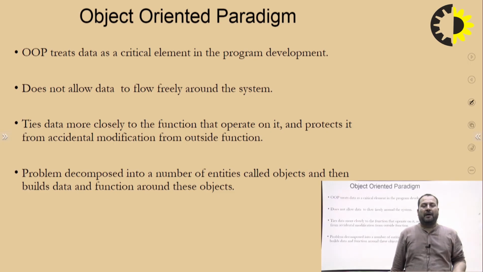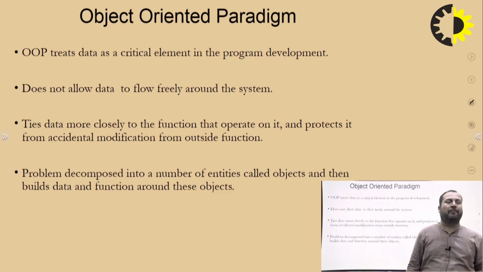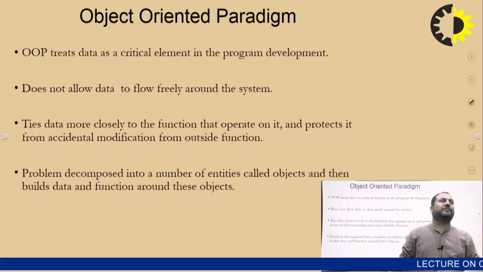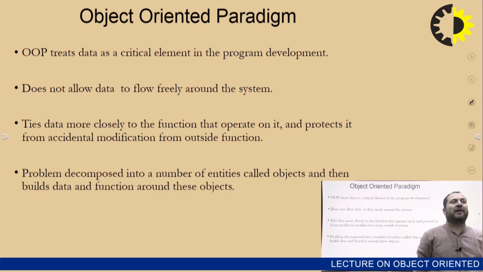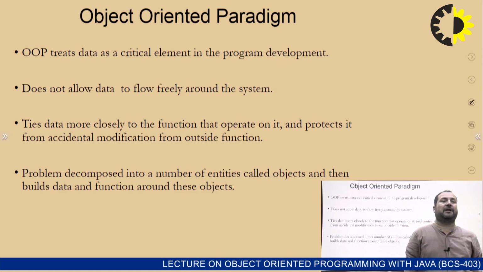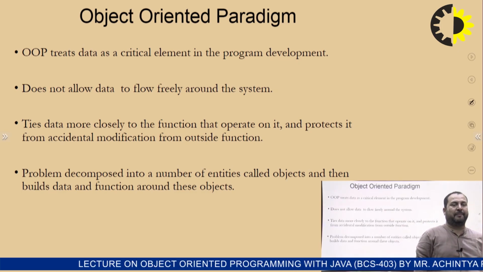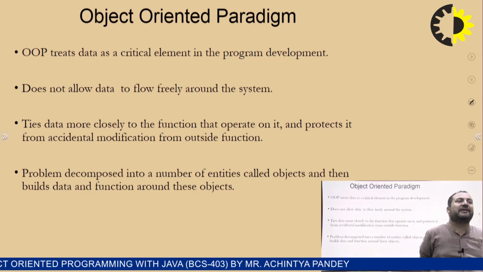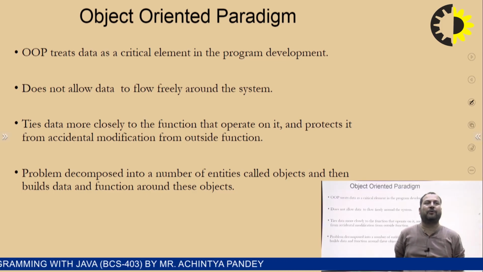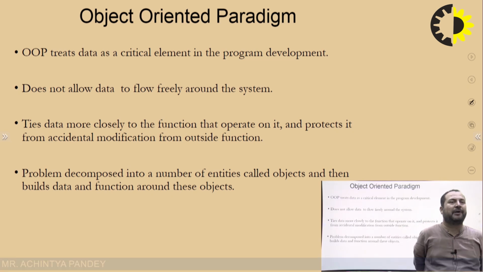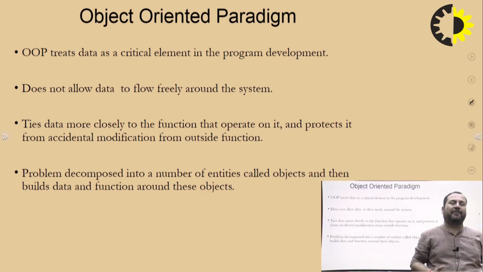Now, the latest modern approach to programming is the object-oriented paradigm. Object-oriented programming treats data as a critical element, whereas in procedural programming the function was the prime concern. Object-oriented programming does not allow data to flow freely around the system. Why? Because data and functions are grouped together in the form of a class.